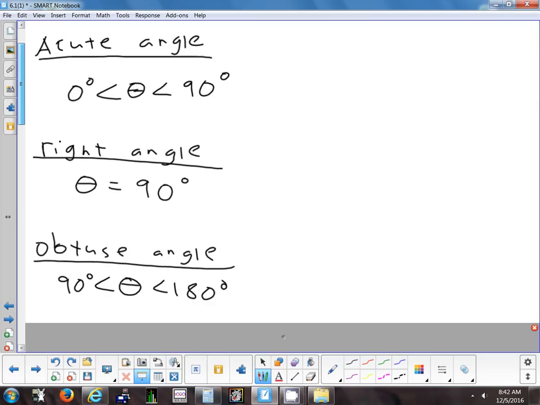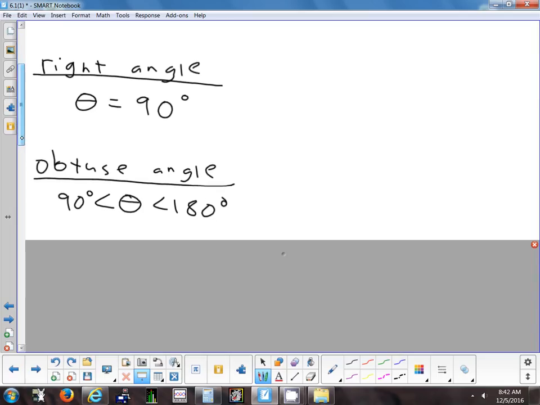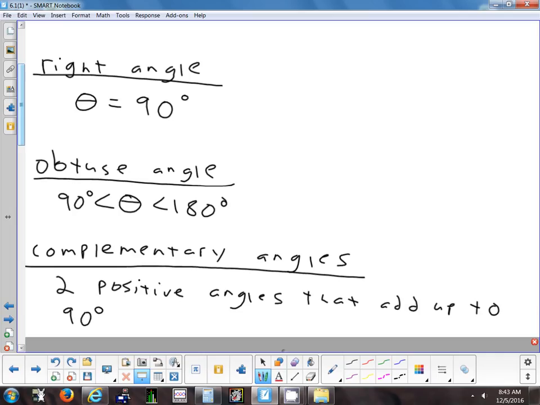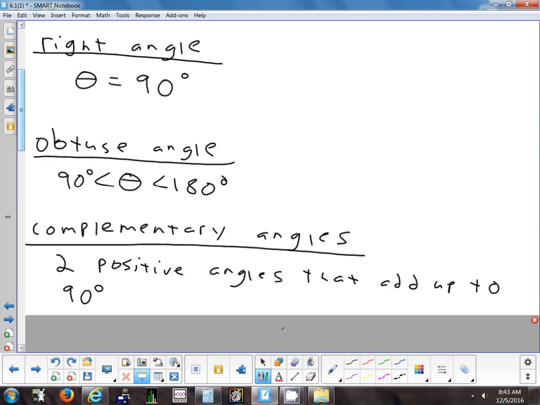Okay, so those terms that we just used all apply to just a single angle by itself. This term applies to a pair of angles. Anybody know what it means if two angles are complementary? They add up to 90 degrees. And they have to be positive. So for example, negative 10 and 100 are not complementary. So another thing you could say here is two acute angles that add up to 90 degrees. Because if you said acute, that would automatically mean that they are positive.